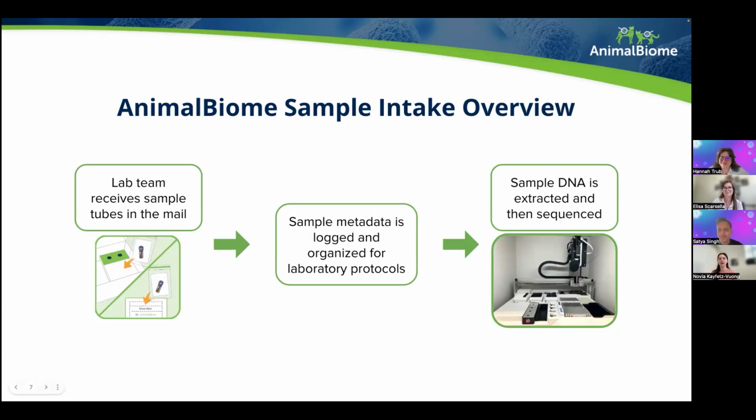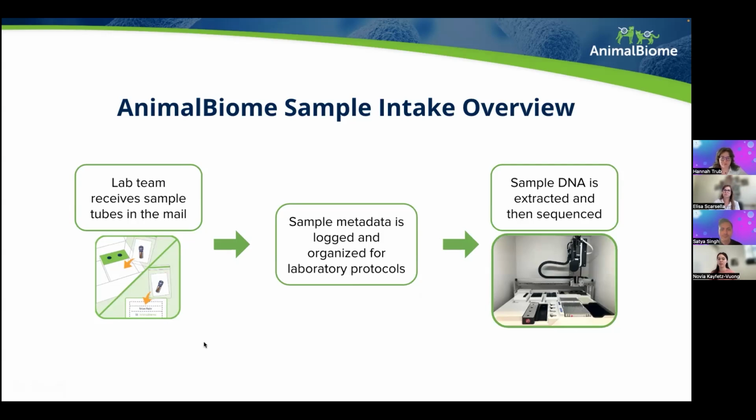Elisa already went over a bit on what AnimalBiome does, but to provide a brief but more specific overview of our sample intake process and the way that we receive samples from pet parents. Our lab team receives sample tubes in the mail, and then we have to log the sample metadata and organize it for downstream laboratory processes and protocols. These samples are extracted and then sequenced to generate our reports.